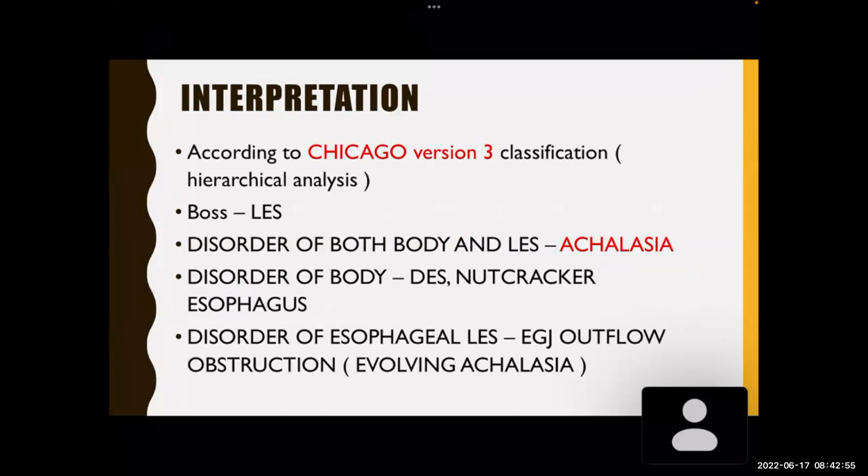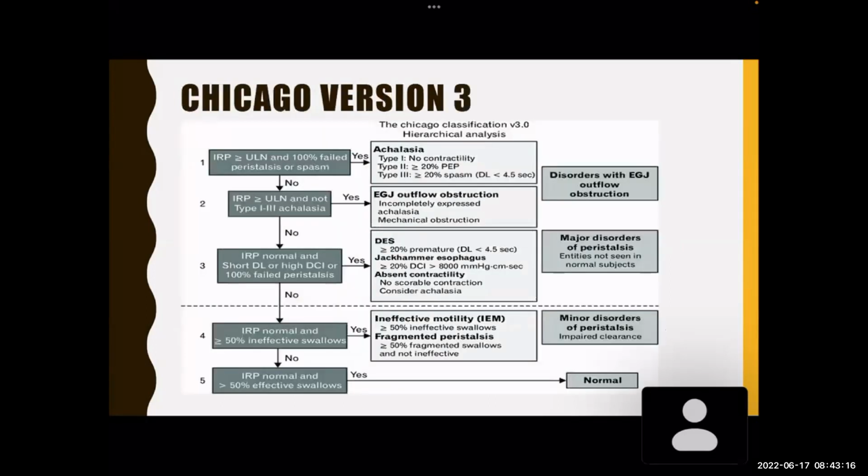So a disorder of both the body and the lower esophageal sphincter can happen in achalasia. If it is happening only in the body, then we can think of diffuse esophageal spasm or nutcracker esophagus. Or if it is happening only in the lower esophageal sphincter, then we can suggest esophagogastric outflow obstruction, which can also be termed evolving achalasia. So this is Chicago version 3. I will interpret this in the current slides.